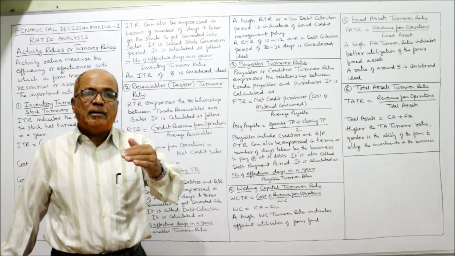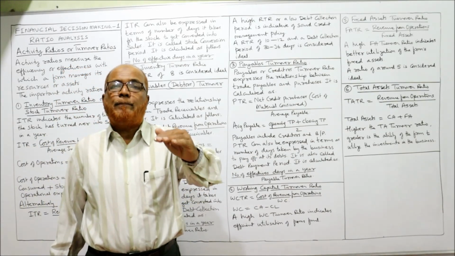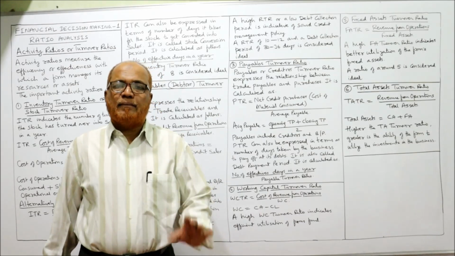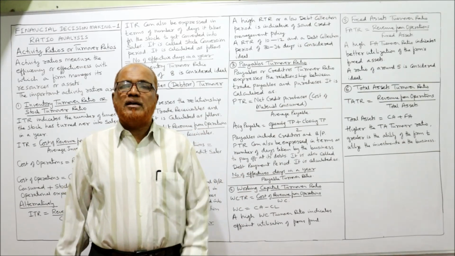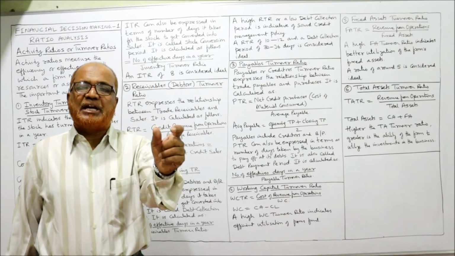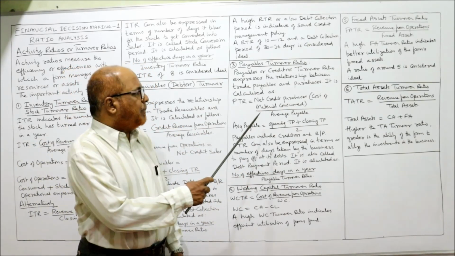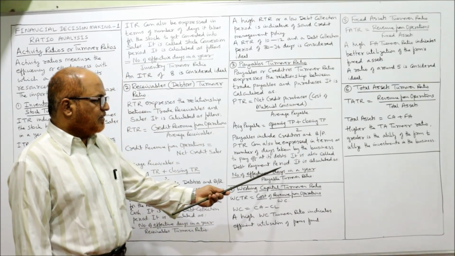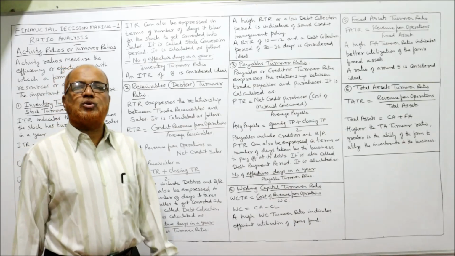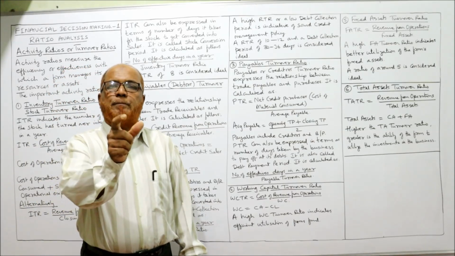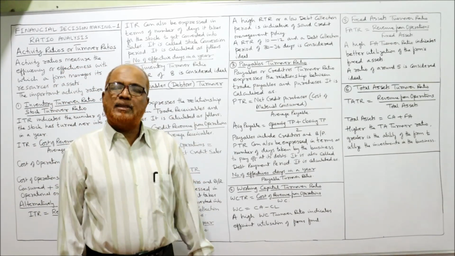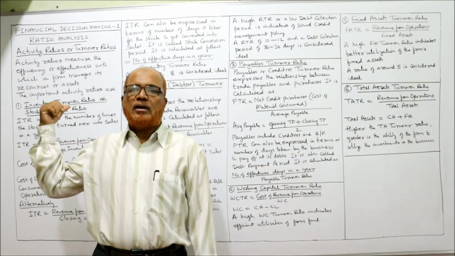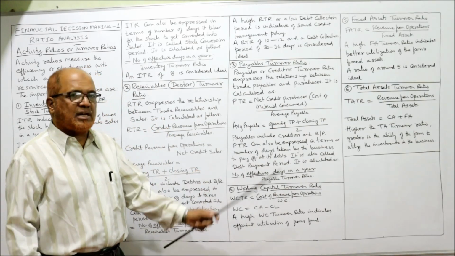Now, how much is the time period to make the payment to payables? The payables payment period is equal to number of effective working days in a year divided by payables turnover ratio. Here is the formula: number of effective days in a year divided by payables turnover ratio. This is called payables payment period. That's all. The three ratios I have explained: inventory turnover, receivables turnover and payables turnover.